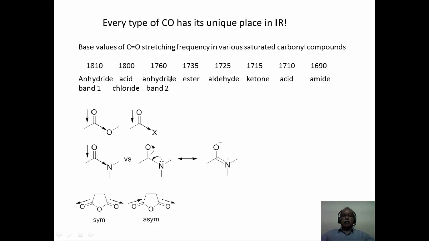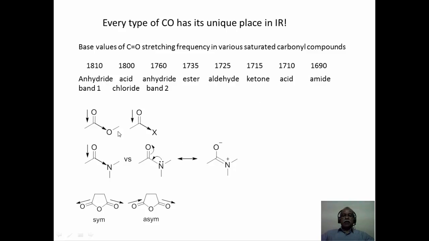I will tell you what is meant by a base value and how it is affected when conjugation and other phenomena take place. Now, acid chloride, for example, has the value of 1800 inverse centimeter. So, in fact, the anhydride and the acid chlorides have the highest stretching frequency values for the carbonyl stretching frequency, whereas the amide comes at the lowest stretching frequency value among the carbonyl functional groups. The reason is explained as follows.